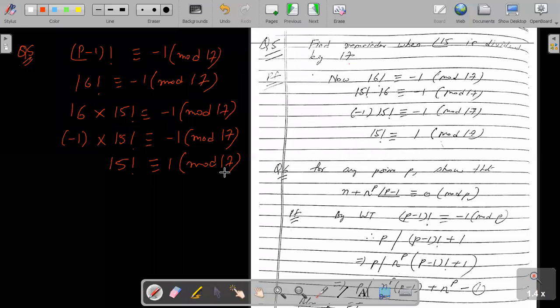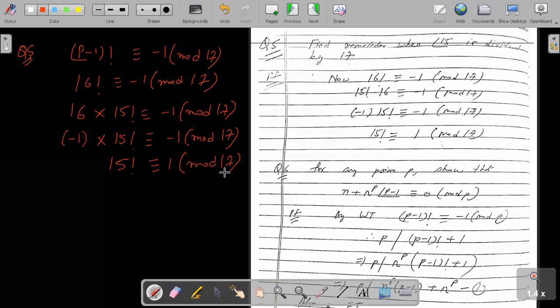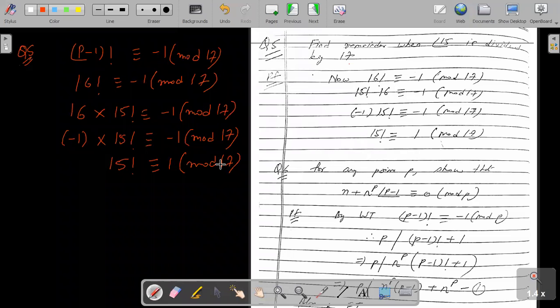So what is the remainder when 15 factorial is divided by 17? 1. Is it fine? Yes, ma'am. Okay. Next question. So let us see what is the next question. Okay, so the next question is question number 6.